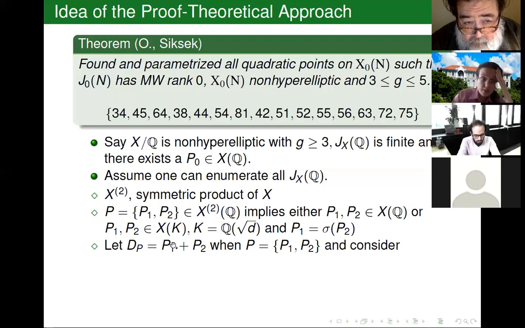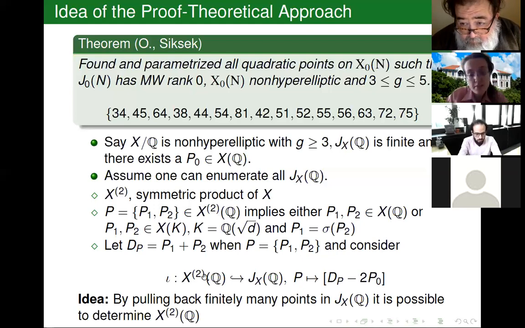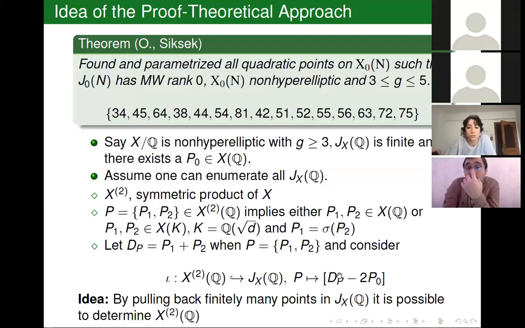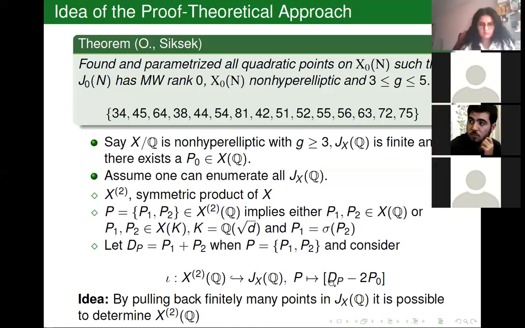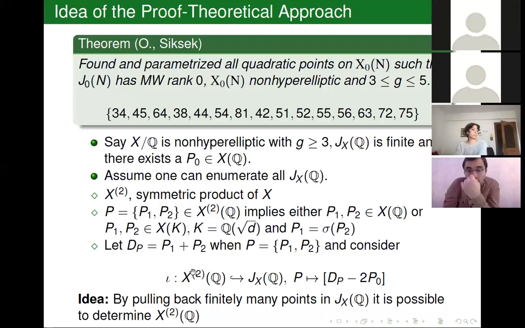We construct a divisor given by P1 plus P2 associated to this point P on the symmetric product, and then consider the natural embedding from the symmetric product into the Jacobian, sending the point P to the class given by D_P minus 2 times P0. P0 is this given rational point on your curve. Okay. And the idea is, if you can enumerate the rational points here, by pulling back these finitely many points, you can possibly determine the rational points on this symmetric product. That's the idea.